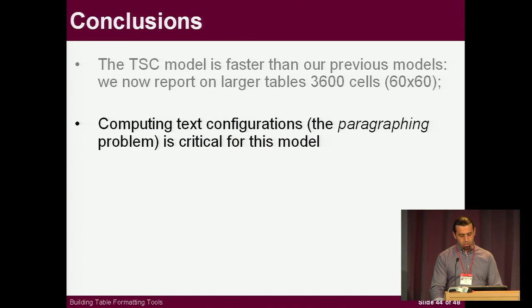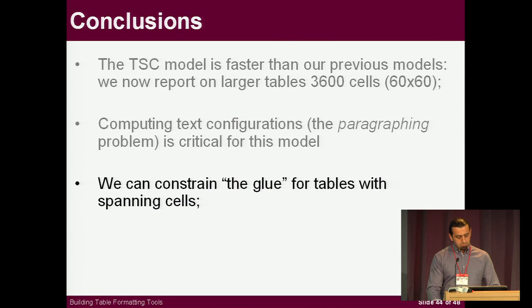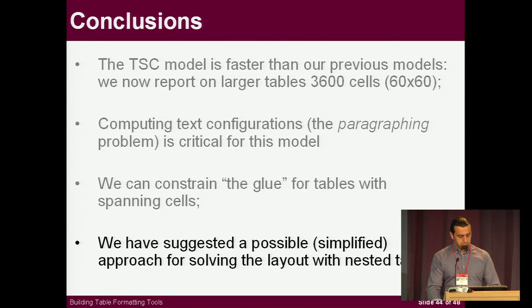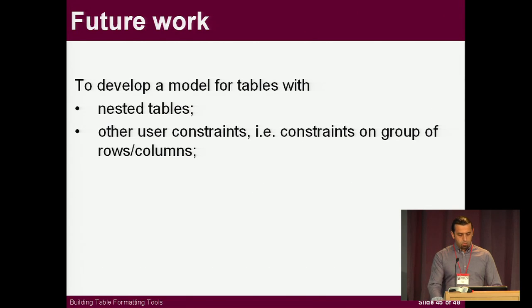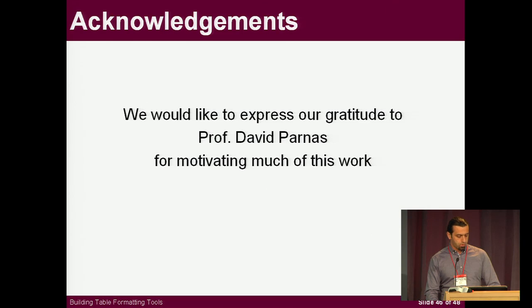Computing test configurations, in other words, the paragraphing problem, is critical for this model, and it is time-consuming. We can constrain the glue for tables with spanning cells. And we have suggested a possible simplified approach to solving the layout with nested tables. We intend to work further on the nested tables, and we are looking at other user constraints, for example, constraints on a group of rows and columns.